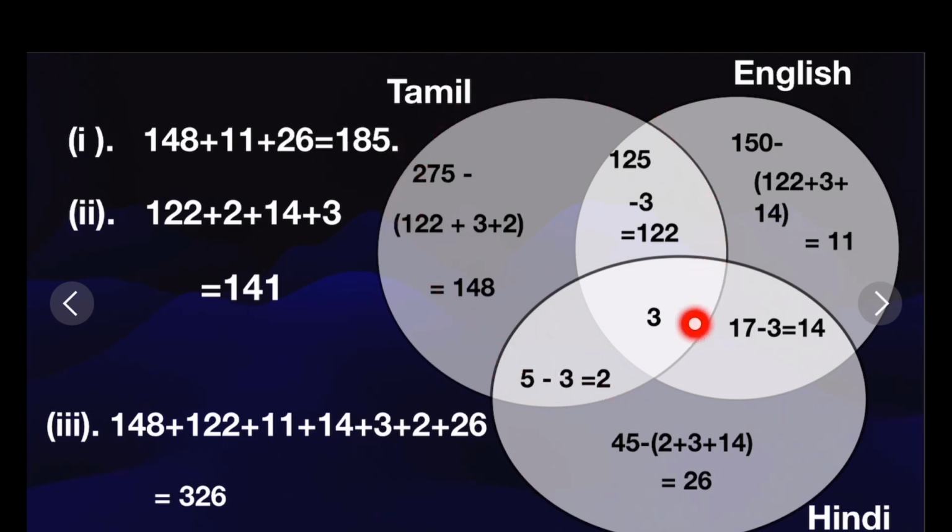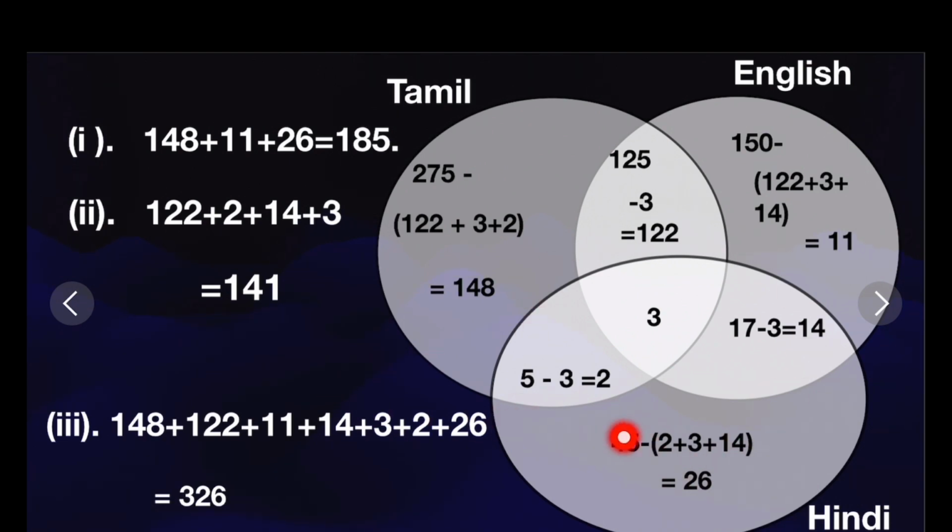Those who buy Tamil newspapers is 275. So from 275, we should subtract 122, 3 and 2. Then the remaining people will buy only Tamil. So in this area, we will write 148. Total is 150, the people who buy English. So from this total, subtract 122, 3 and 14, you will get 11. Here total is 45 people buy Hindi. So from 45, subtract 3, 2 and 14, you will get 26. So 26 people buy only Hindi.